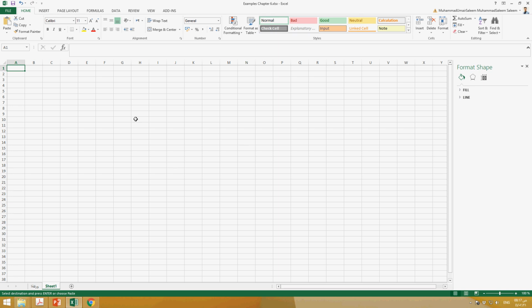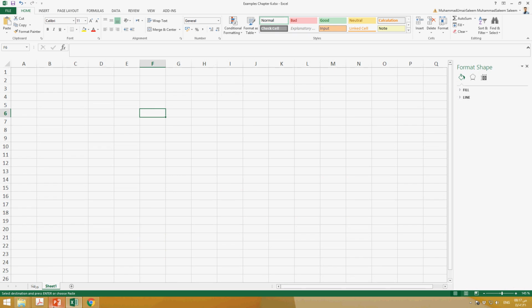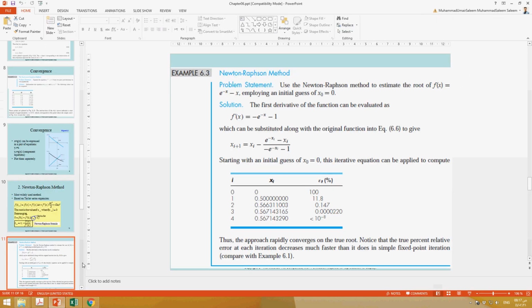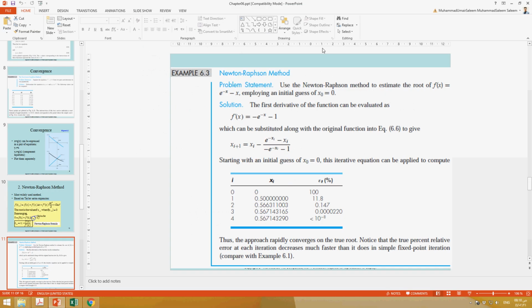Okay, so here we have the same example that we discussed in our previous tutorial. This is the question: the function itself is the same as in the previous example, and this is the first guess of x, and we have to use the Newton Raphson method in order to find out the root of this equation.